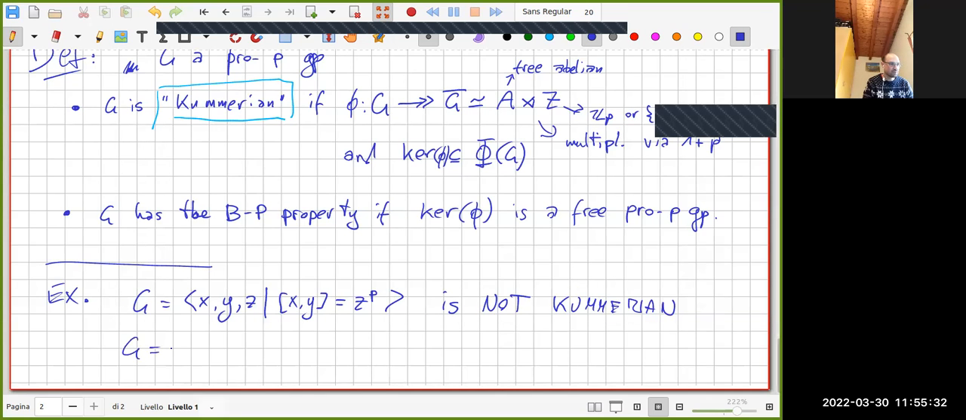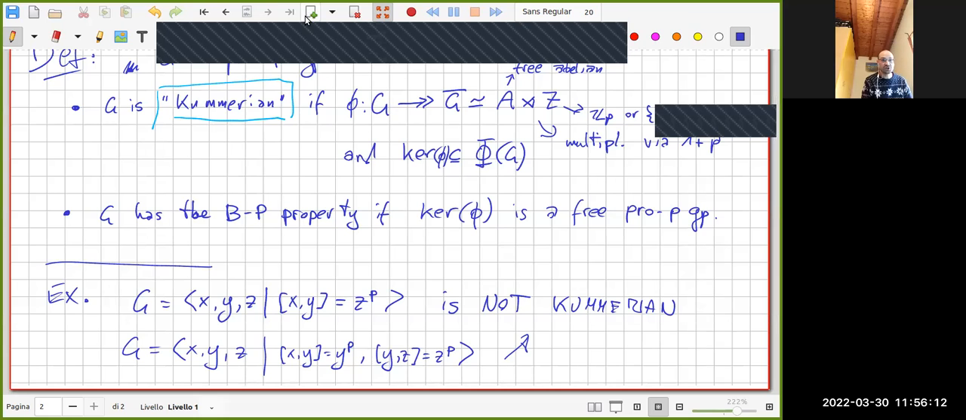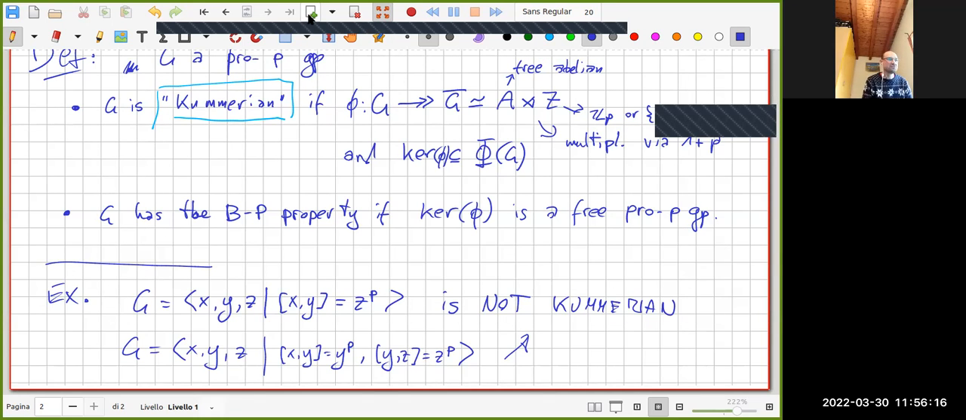And another example: let's take again a pro-p group generated by 3 generators with these 2 relations. The commutator between x and y is equal to y to the p, and the commutator between y and z is equal to z to the p. Also this is not Kummerian. And the Kummerian property, if used in depth, can be employed to fish out a lot of concrete examples of pro-p groups which cannot occur as maximal pro-p Galois groups of fields, and therefore also as absolute Galois groups. So even if the Kummerian property may seem not so surprising, actually it is quite restrictive.